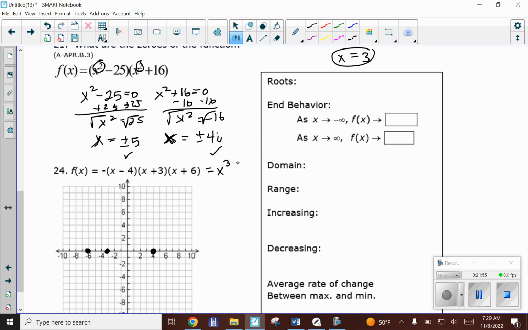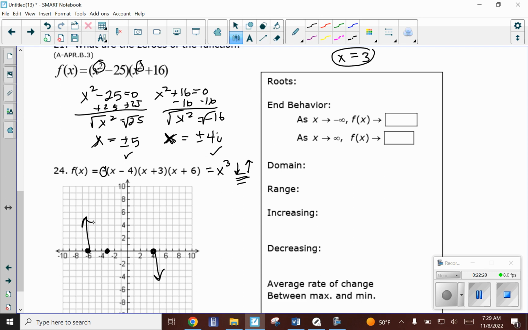So the end behavior for an x to the third is usually down and then up. But because there's this minus, this over here is going to flip. So that means that the right side is going to point down and the left side is going to point up. Now what happens in between, I'd probably have to go into a graphing calculator or Desmos to figure that stuff out. So I'm going to go ahead and just use the graphing calculator.